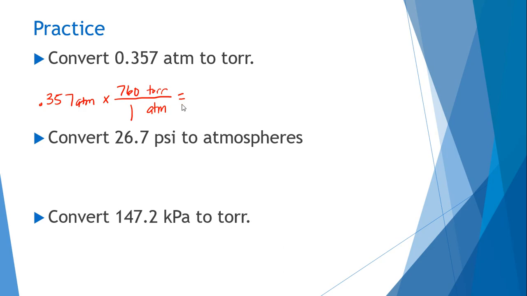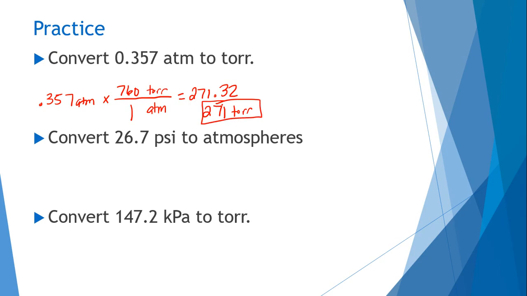Also note, if the number is on top, we are going to multiply. If the number is on bottom, we are going to divide. So here we can take 0.357 times 760, and you're going to get 271.32. Based on sig figs, we are going to actually have 3, so I'm going to say this is 271 torr.